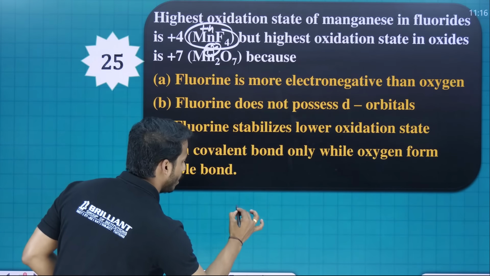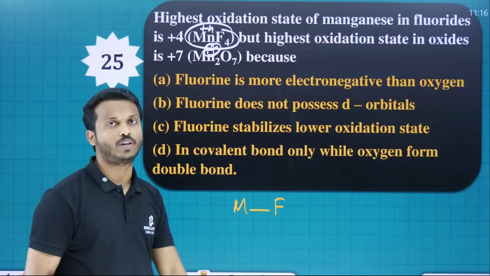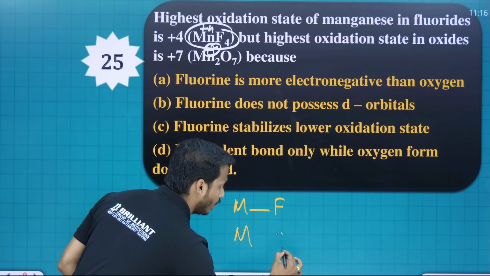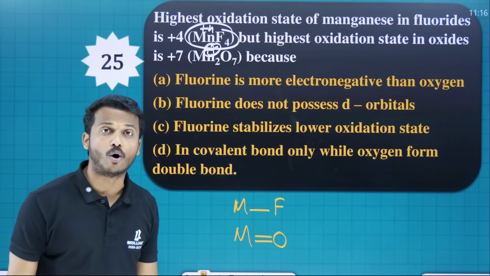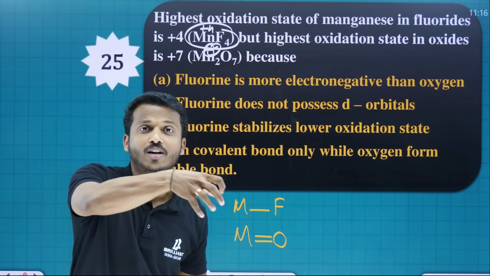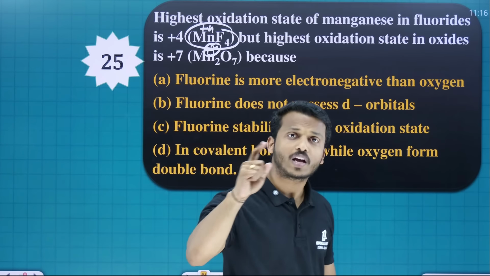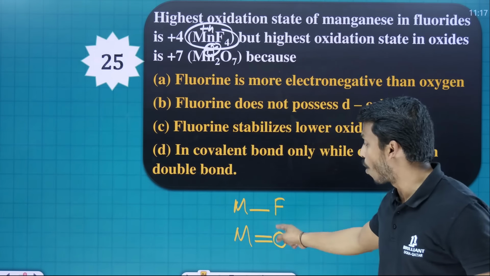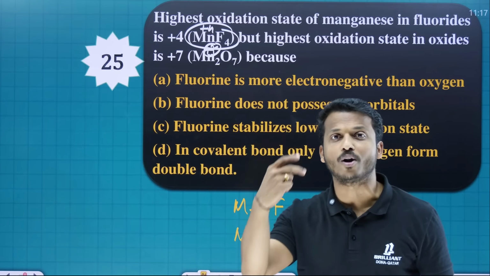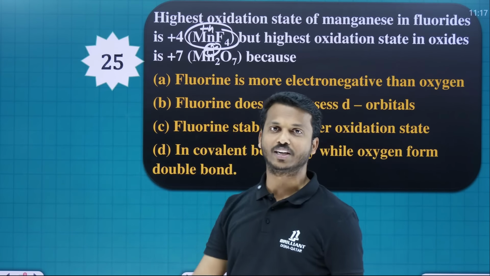Why? Because when the metal is bonded with fluorine, it can form only a single bond with the metal. But when the metal is bonded with oxygen, it can form a double bond. So who tries to take the maximum electron from the metal? Oxygen. Fluorine and oxygen are both highly electronegative elements, but oxygen has the ability to form a double bond with the metal, so it takes more electrons from the metal, making it a higher oxidation state.